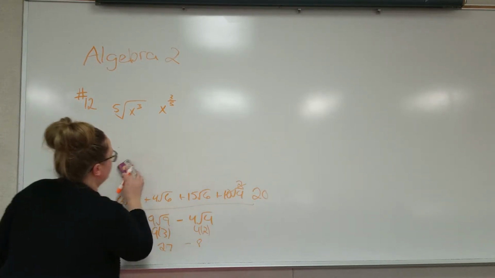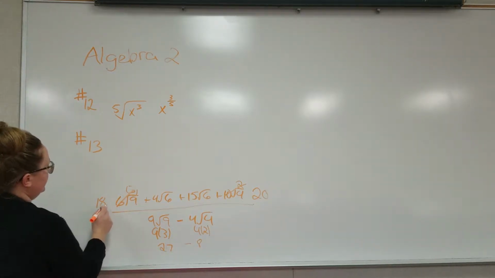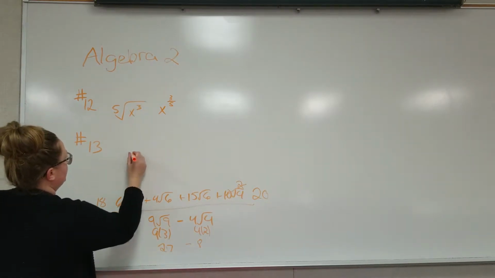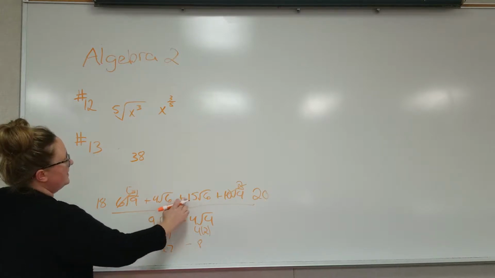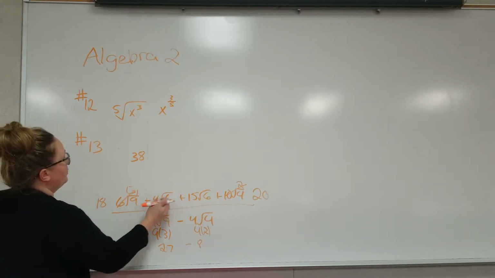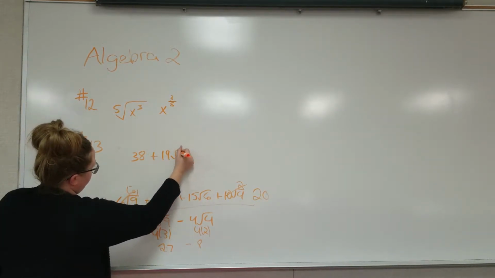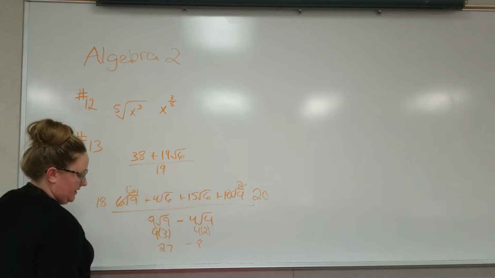All right, we'll erase this top part and keep going here. It's a long problem. All right, so what we have left is 18 plus 20, right? Those are our like terms, which gives us 38. All right, then we have 4 square roots of 6 plus 15 square roots of 6. All right, because they're like terms, you can add them. 4 and 15 is 19 square roots of 6. And then on bottom, all we have is 27 minus 8, which is going to be 19.